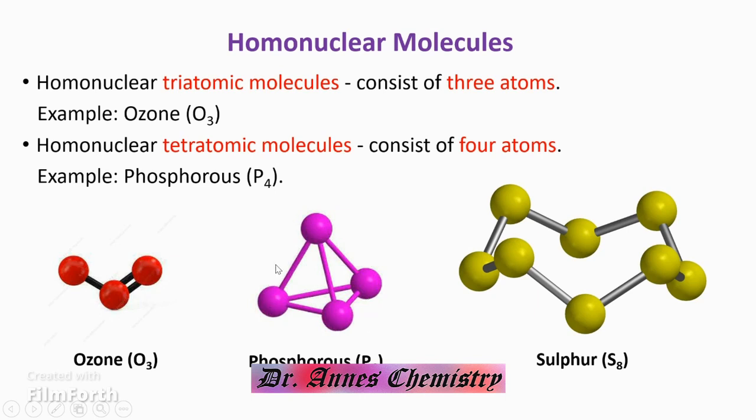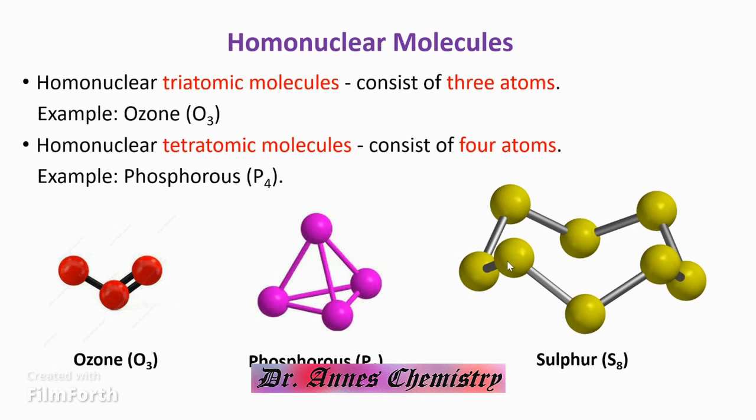Likewise, we can have a tetraatomic molecule. A good example of this is phosphorus. Phosphorus is made up of 4 atoms of phosphorus, and no other type of atom is present in it. It's entirely made up of phosphorus atoms. We have multi-atomic molecules also, like this. I've given one representative example of sulfur here. The sulfur example I've given is made up of 8 atoms of sulfur.